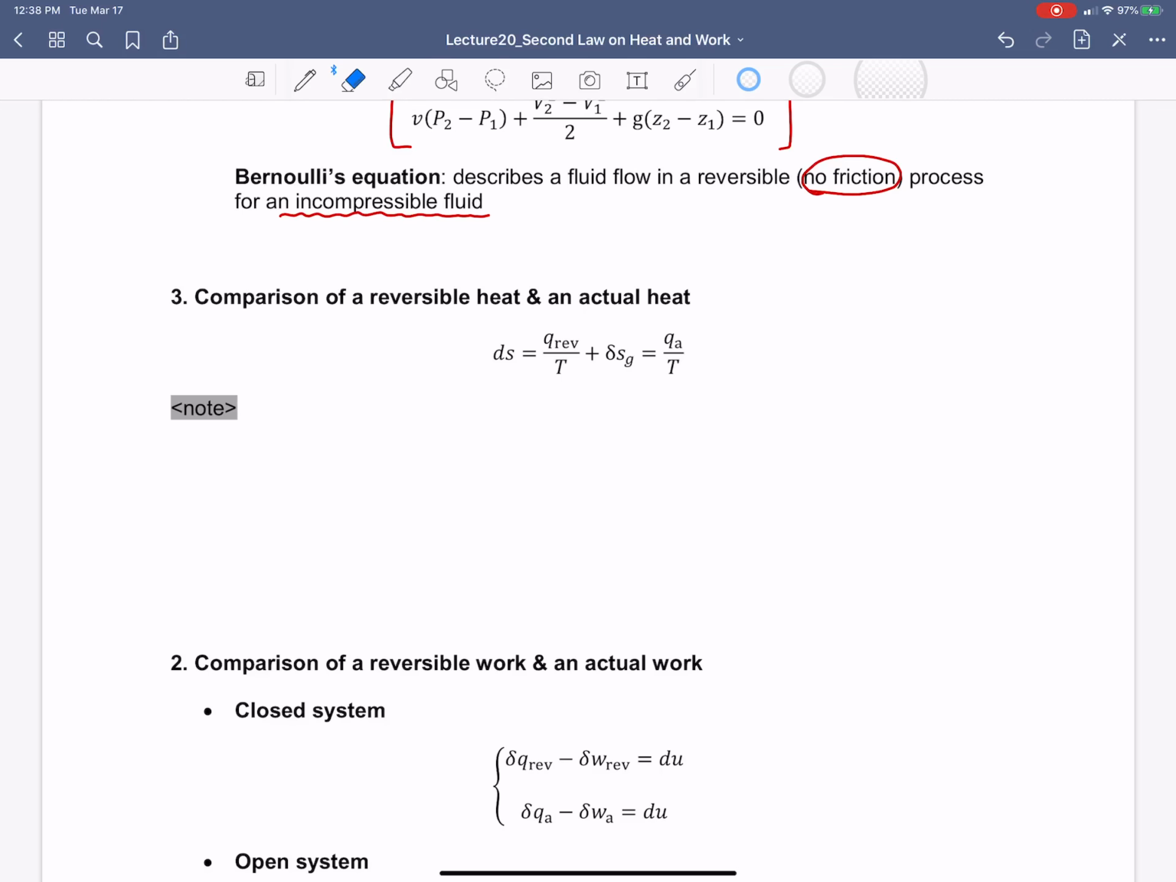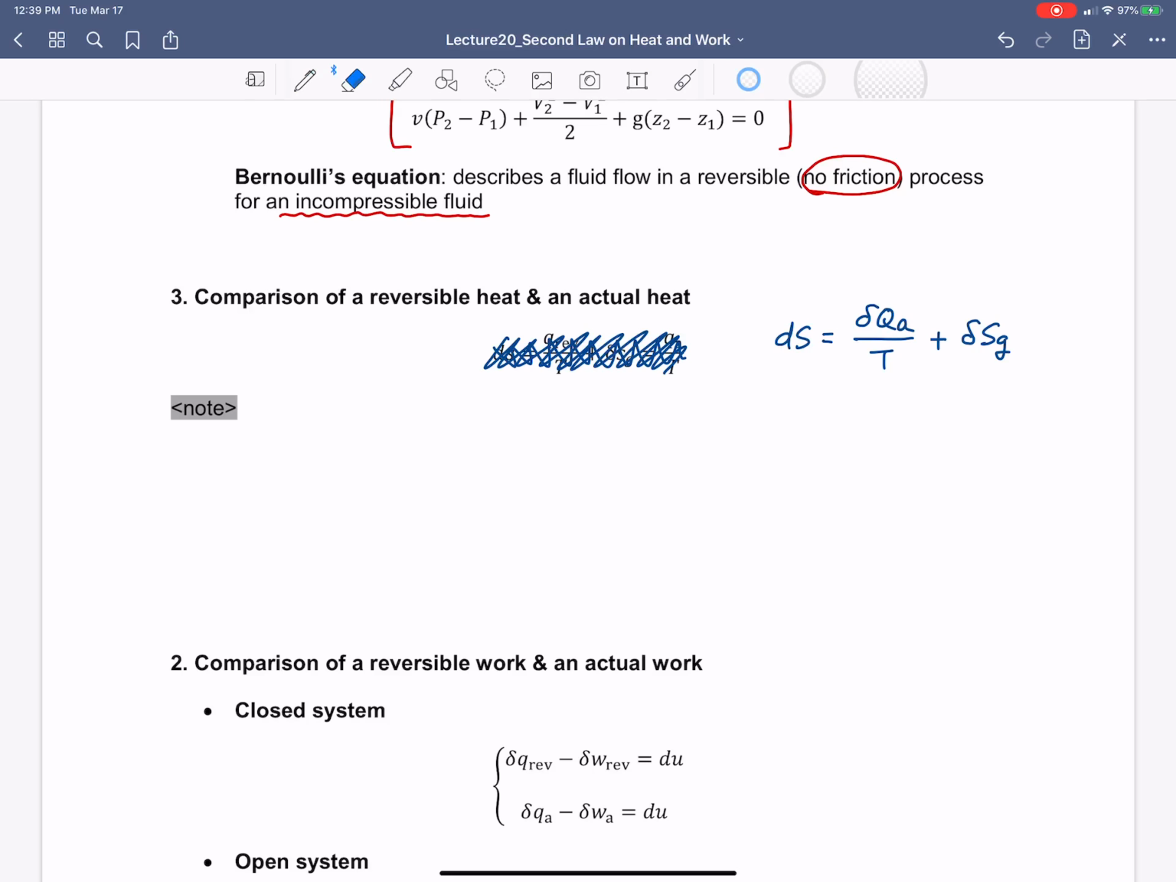Now let's compare a reversible heat and an actual heat. Even though I wrote down the second law of thermodynamics to help you out, let me just start writing myself. Okay, so please don't worry about this equation. Please delete it. The second law of thermodynamics can be written as dS = δQ/T. Now, in order to emphasize that it's an actual process, let me put A, divided by T, plus δSg. So if we follow the actual process, then we can write the second law of thermodynamics as this equation.